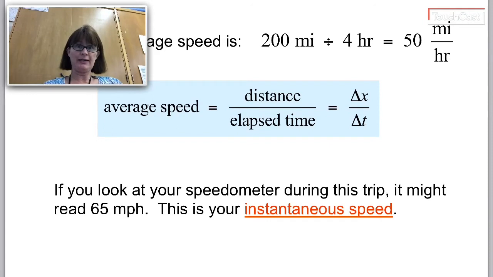Contrast that with the idea of instantaneous speed. If at some time during that trip, I look down at my speedometer, I might be going 65 miles an hour, or I might be going 20 miles an hour, or maybe I pulled over to the side of the road and I'm going 0 miles an hour. Whatever that speedometer says at that exact moment in time is my instantaneous speed. It would be the speed that the police officer read on their radar gun if they radar gunned you while you were driving. So speed at one exact moment in time might be different than your average speed for the whole trip. I want you to understand that difference between average speed over a whole trip and instantaneous speed.